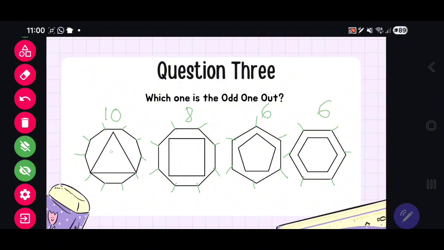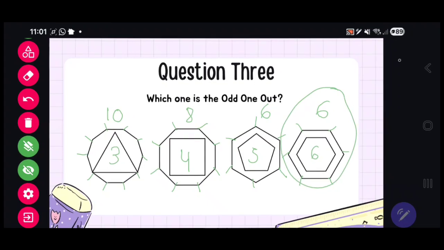So this is a triangle. We know that this is 3 sides. This is a square. This is 4 sides. This is a pentagon. This is 5 sides. And this is a hexagon, this is 6 sides. Now, if we look at all of these numbers, we've got 10 here, 3 here, 8 here, 4 here, 6 here, 5 here, and 6 here, and 6 here. This shape here is the only shape that has the same number of sides for both of the shapes inside and out, which means that this is the odd one out.